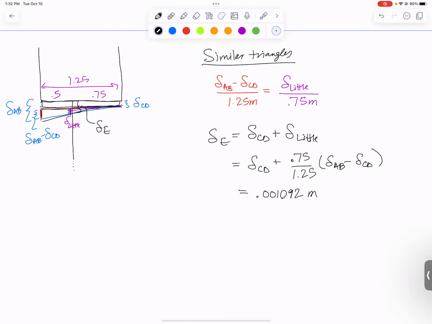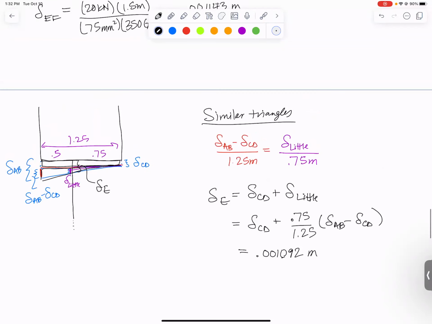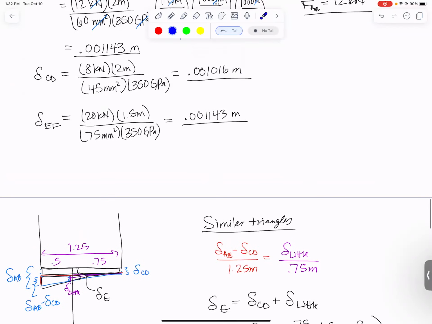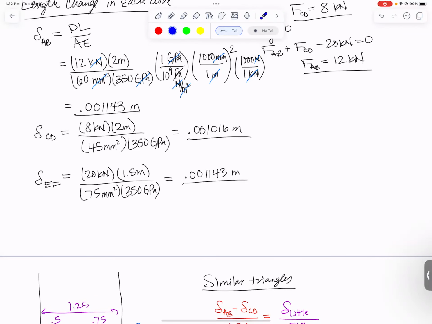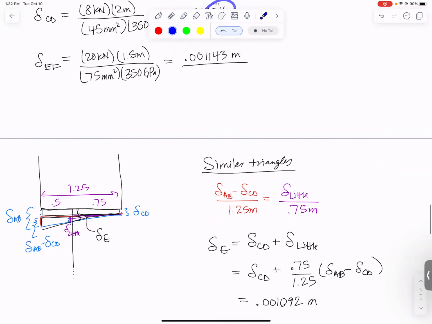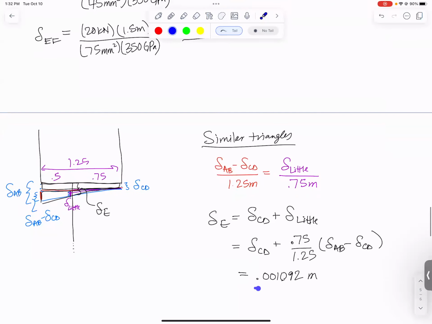meters. And for a quick sanity check, it should be somewhere between what we got for delta CD and what we got for delta AB. If it's not, we've made a mistake. Delta AB was 1143, delta CD was 1016, and here we got 1092. It is, in fact, in between AB and CD, which is encouraging.